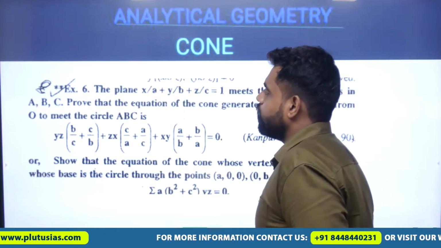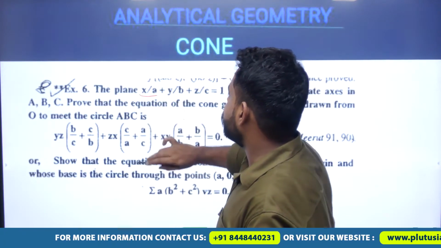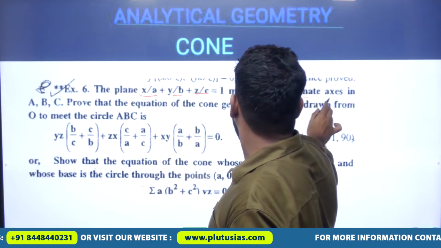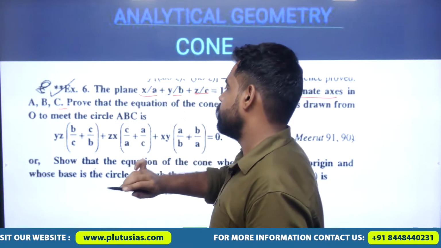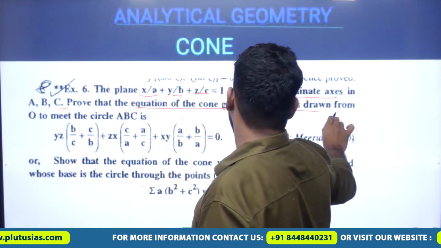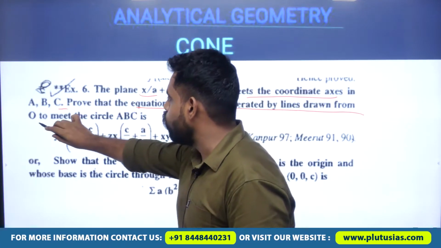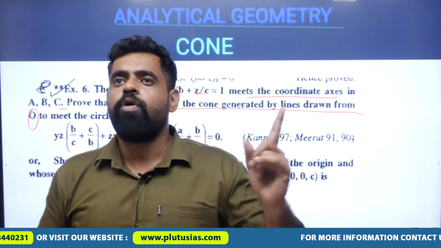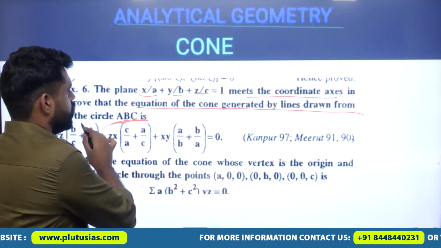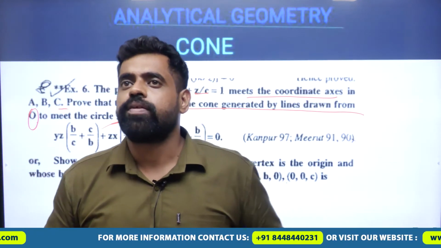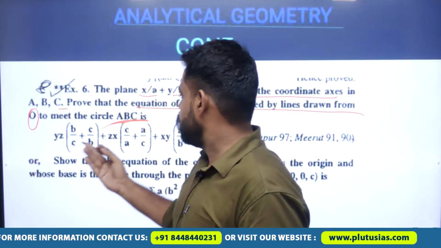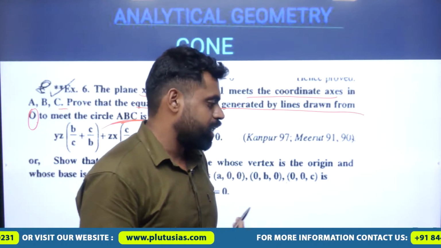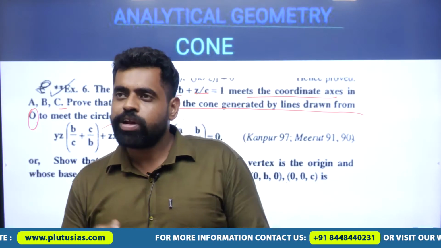We have another question here of that type. This says that the plane x upon a plus y upon b plus z upon c equals 1 meets the coordinate axes in A, B, C. Now prove that the equation of the cone generated by the lines drawn from O, the origin, to meet the circle ABC is this. Again, what do we have to do? We have to just use the homogenization. Okay.